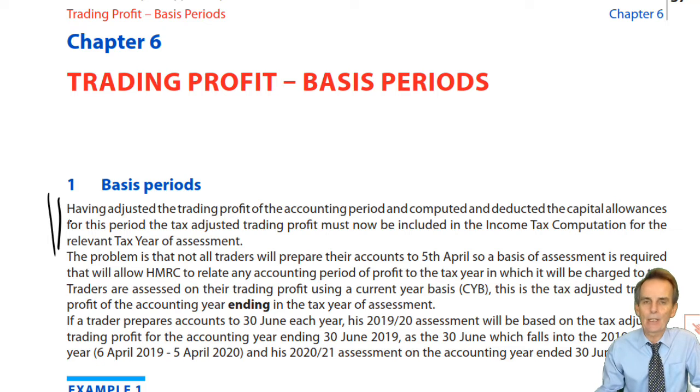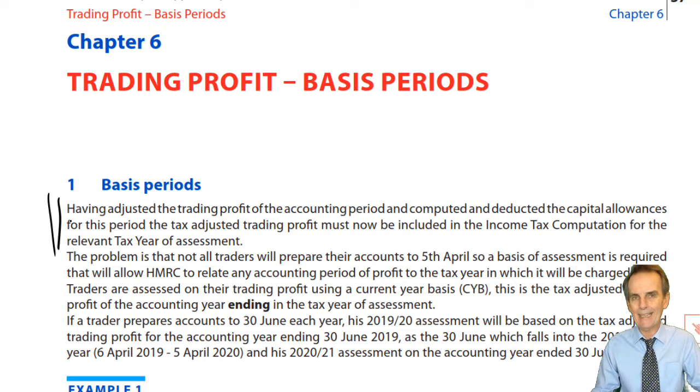The thing is that an individual may choose any accounting period that they wish to. They don't have to pick a 5th of April. So how is it, we said at the end again of last time, how do we take what could be any accounting year end that the proprietor of the business chooses to use for their business and relate that to the tax year in which it will be assessed?